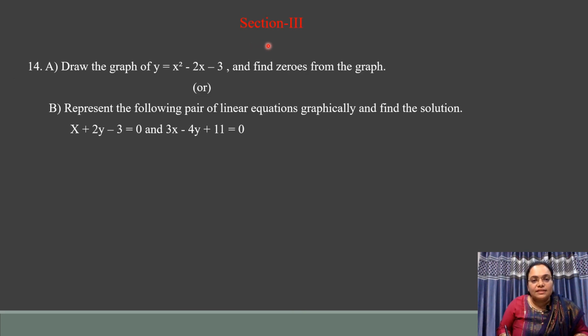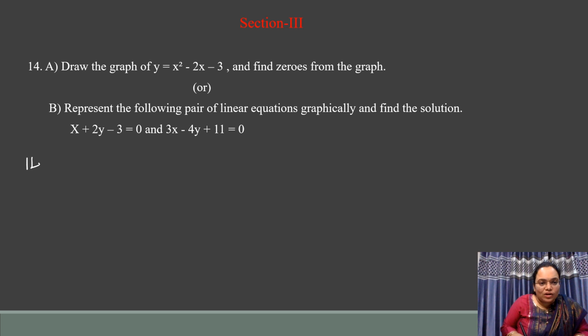Okay. See, this is the third section. You will have 4 questions. Each question carries 4 marks. Okay. You need to answer all the 4 questions. You will have internal choice in the questions. Okay. Now we will solve all the questions without choice. We will solve both A and B as well. Clear?